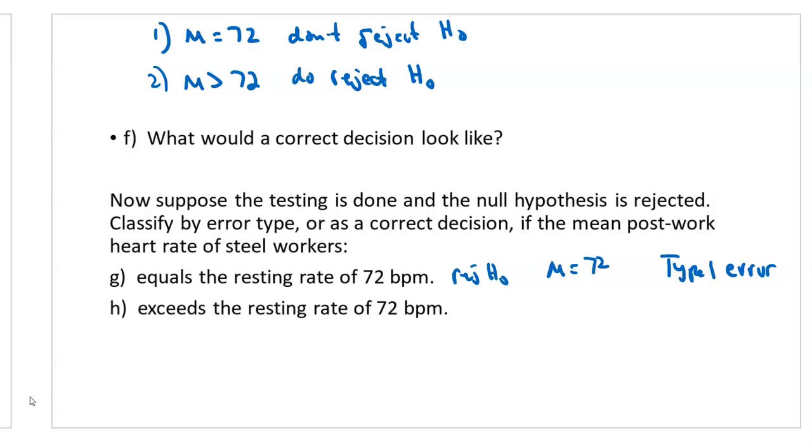All right, this second one says what happens if the mean exceeds the resting rate of 72 beats per minute and we rejected the null. Well, then that's a correct decision. All right, we ran our test. We found out that the mean was actually more than 72, so we reject the null hypothesis in favor of the alternative hypothesis. All right, that's the end of 9.1.